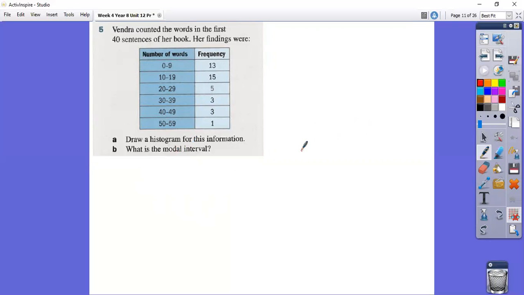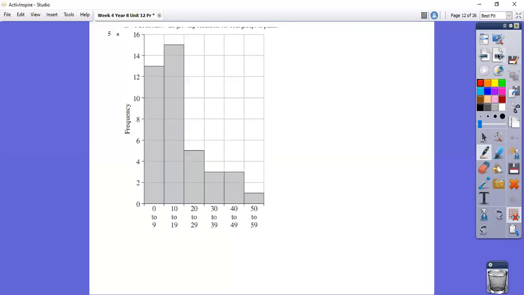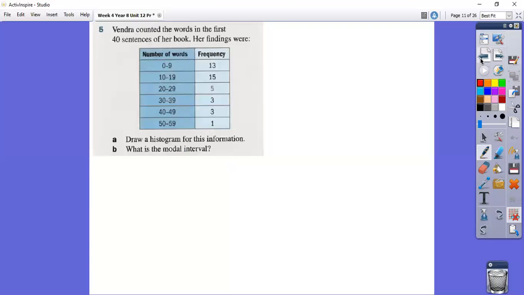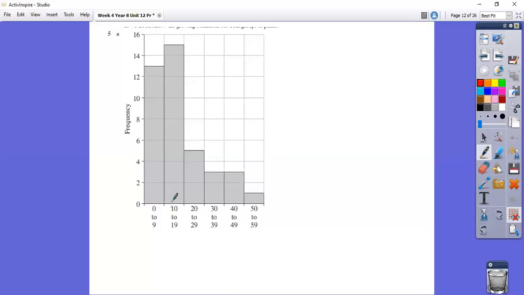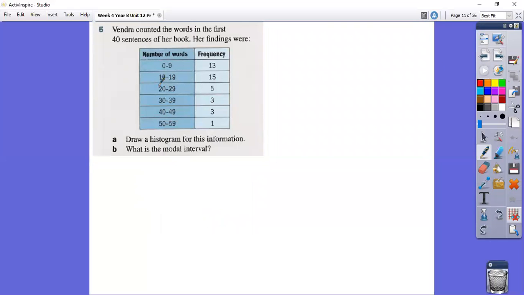Okay, so assuming you've paused and you've done the work, let's check question 5. Here's a histogram of the number of words from 0 to 9, 10 to 19, and so forth. So here's what your histogram should look like. And then what is the modal interval? Which one had the highest frequency? If we look again, it's this here, 10 to 19 had the highest frequency. So that would be our modal interval, 10 to 19, the one with the highest frequency. That's our mode.